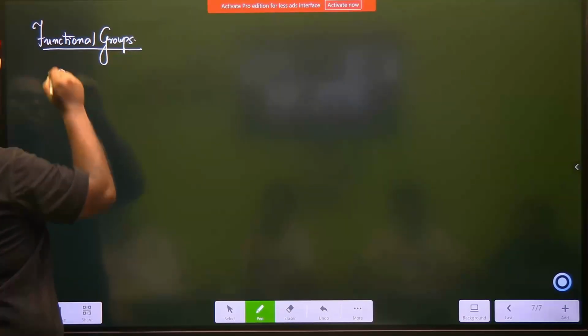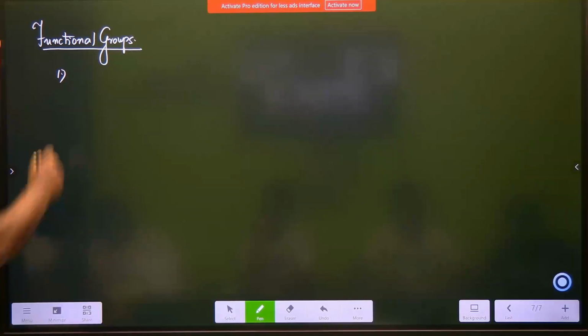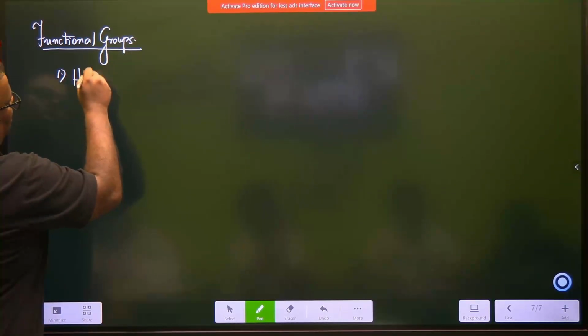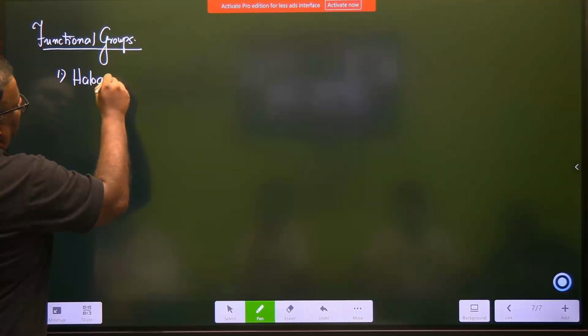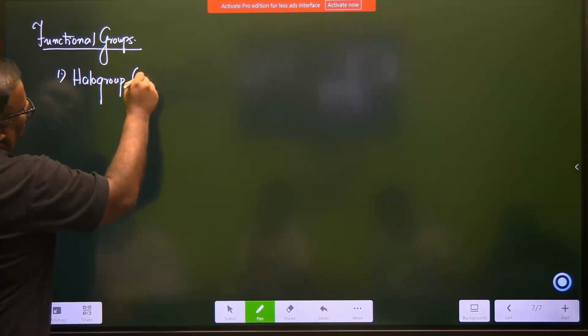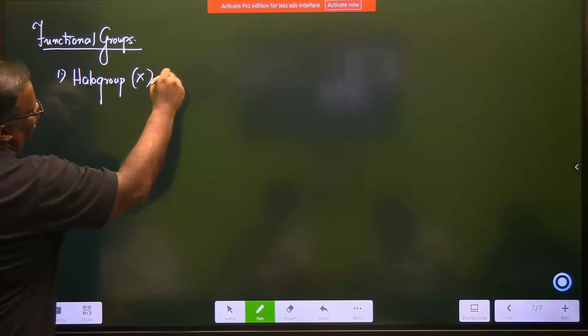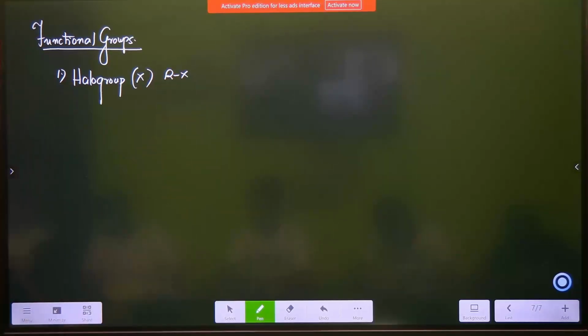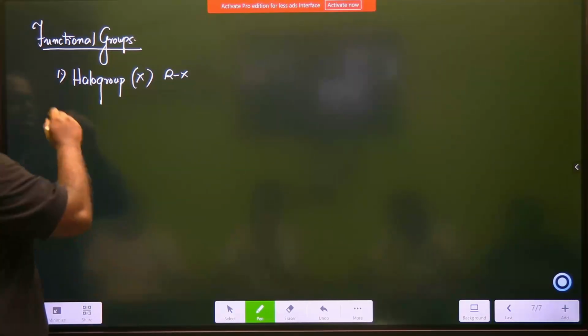The first functional group that we studied was known as the halo group. The halo group is usually denoted by an X, and the hydrocarbon that you form is known as RX, right? And X can be in the form of chlorine, fluorine, bromine, iodine from the halogen family. I'm not writing much more.